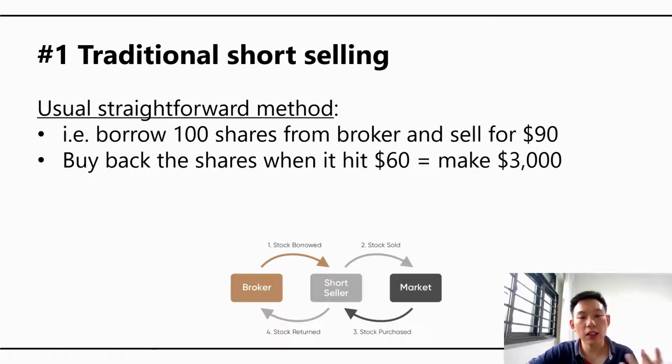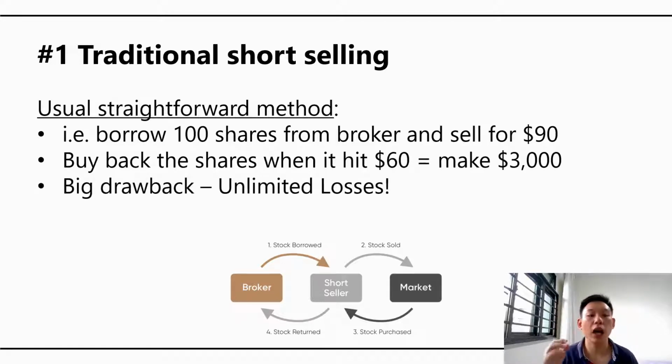Alright, while this sounds exciting, right? Wow, so easy, right? But the big drawback of this method is that there is potential of unlimited losses. So imagine instead of going down to $60, what if Meta went up to 200 US dollars instead? You would have lost 110 US dollars per share, or a total of $11,000 for 100 shares.